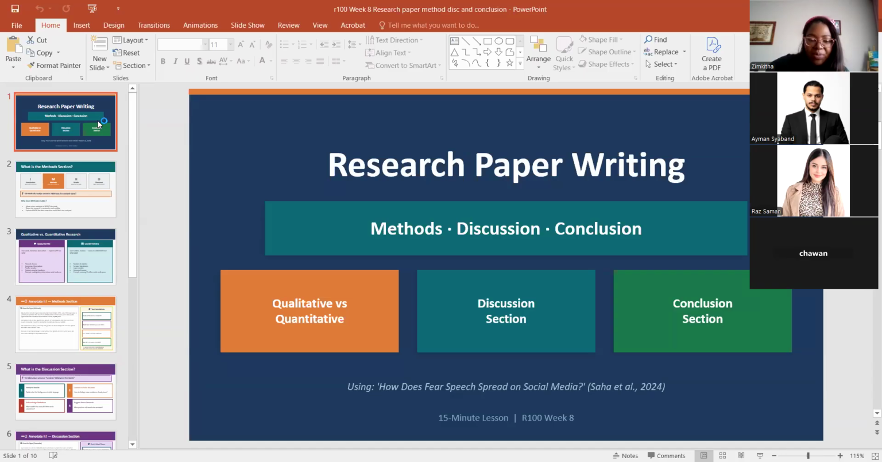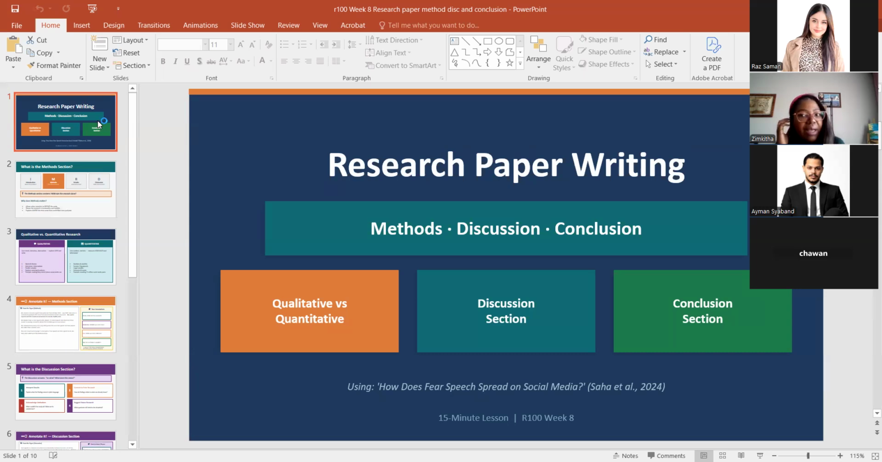All right. Before I start, just a quick definition from yourselves, from what you remember from these slides and also the slides from last week. What is a research paper? In your own words, it doesn't have to be perfect, but how would you explain what a research paper is? Raz.